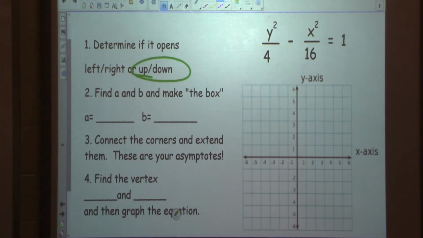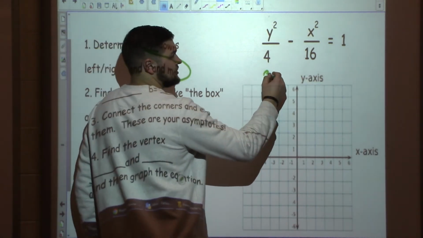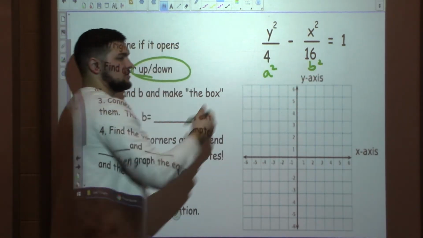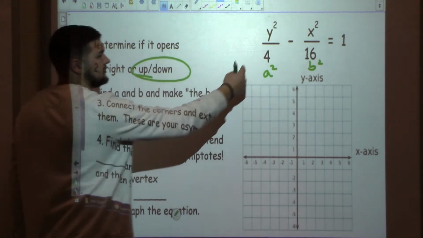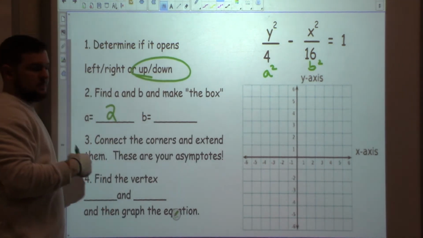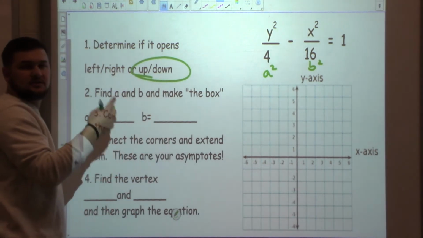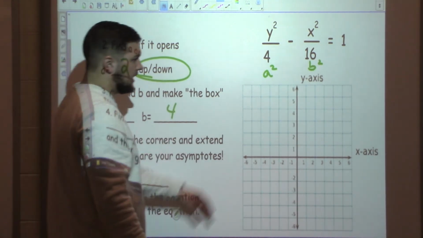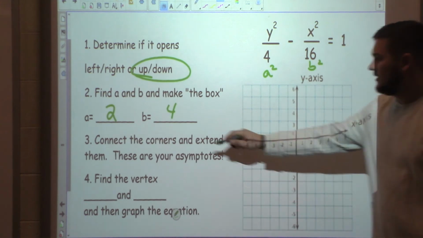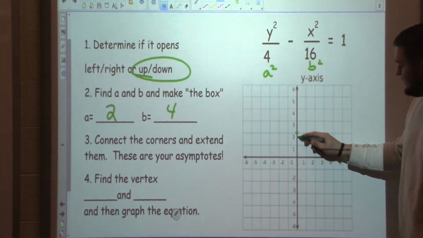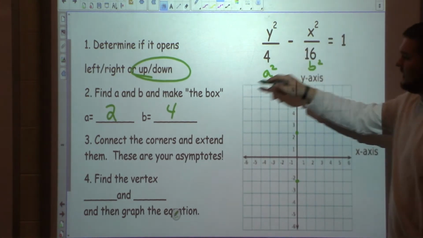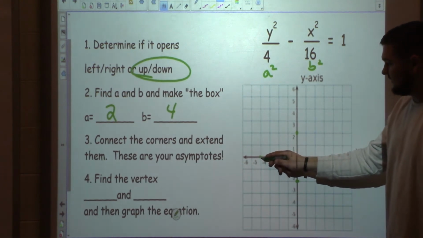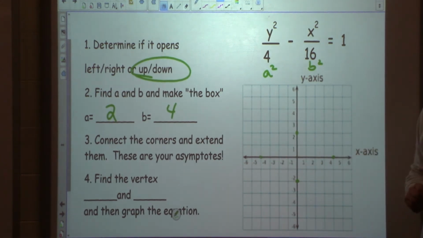Okay? a squared is the first number that appears. So 4 is my a squared, which means my a value is 2. Take the square root of it. Square root of 4 is 2. b squared is 16, which means b is? 4. Alright, so a is under y squared, so if a is 2, I'm going up 2, down 2. b squared is under x squared, and if b is 4, I'm going left 4, right 4. Once I have my 4 points, draw in my box.